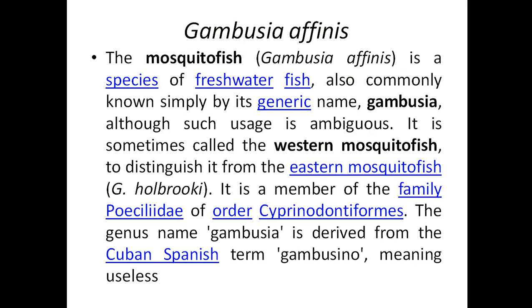It's a species of freshwater fish, commonly known as Gambusia fish. It is sometimes called western mosquito fish, because Gambusia affinis is known as western mosquito fish. Gambusia holbrooki is called eastern mosquito fish.